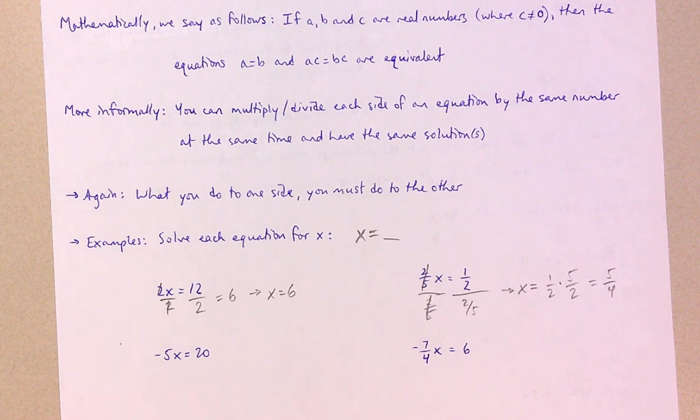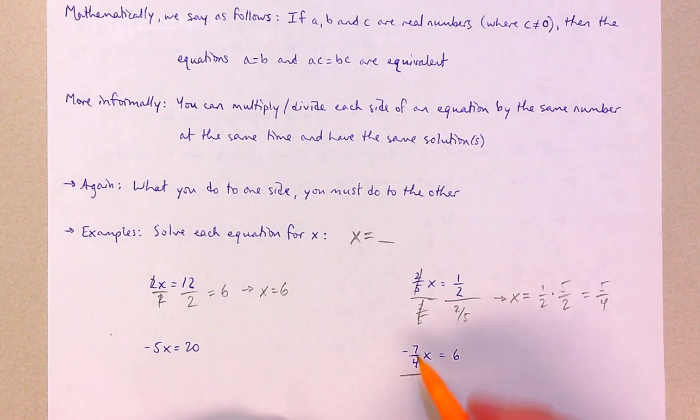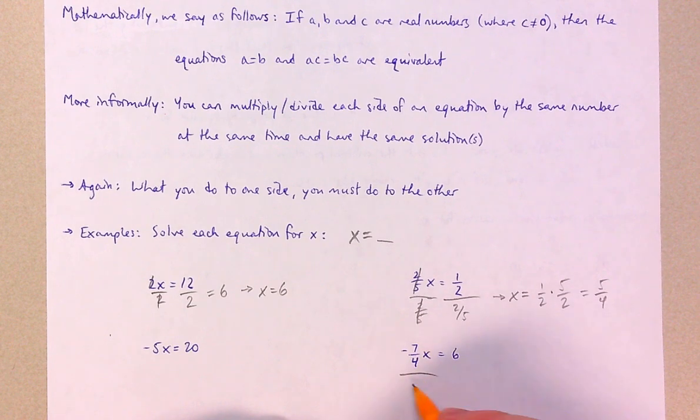The third one I'll let you solve on your own. Going on to the fourth one here, -7 over 4 times x is equal to 6. Again, this is very similar to the one that we just did. I have -7 over 4 times x on the left-hand side. I just want x, so what am I going to do? Divide by the number that I have in front of x. Divide by that coefficient.